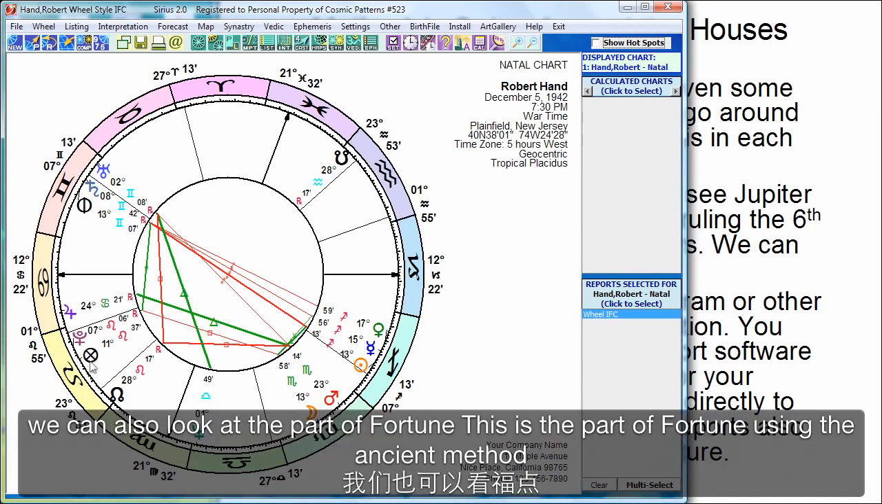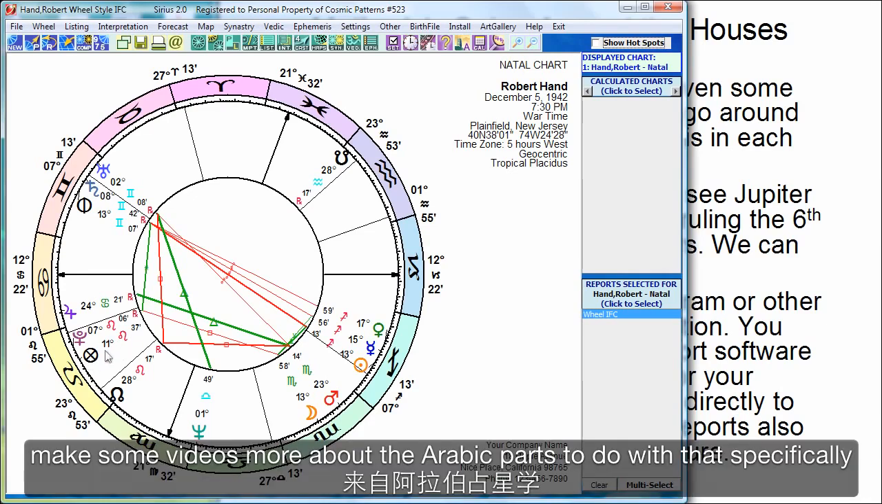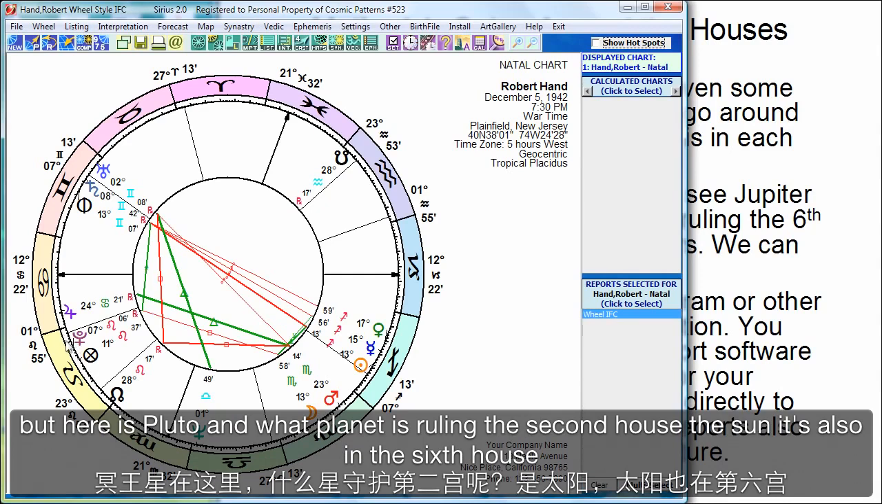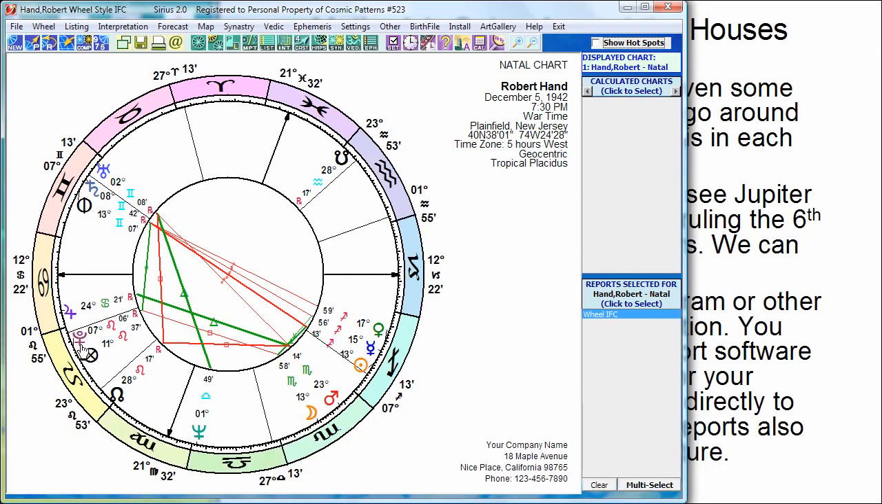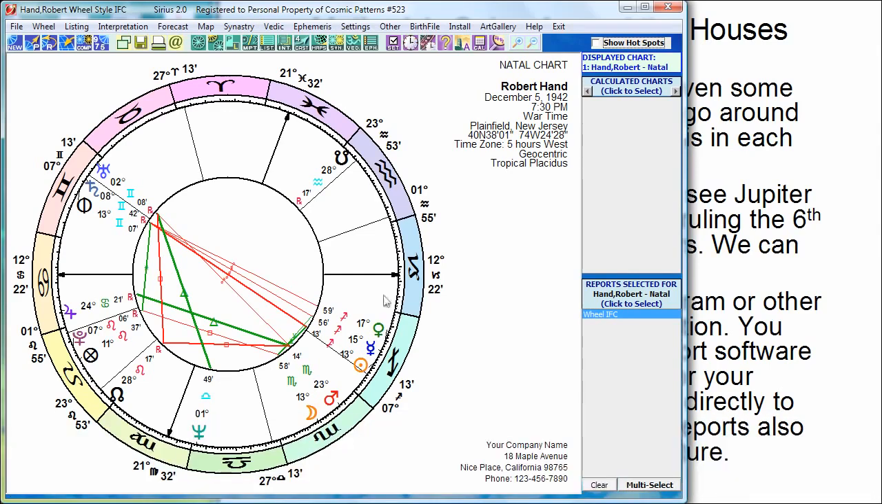We can also look at the part of fortune. This is the part of fortune using the ancient method. I'll make some videos more about the Arabic parts to deal with that specifically. But here's Pluto, and what planet is ruling the 2nd house? The Sun. It's also in the 6th house. So we're getting, and we have 3 planets in the 6th house. So a lot of emphasis on personal service.